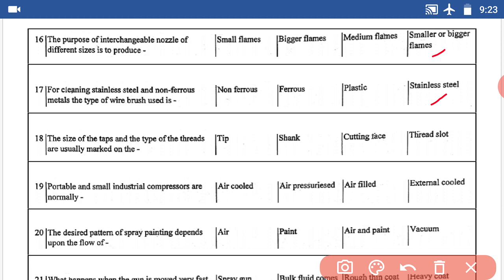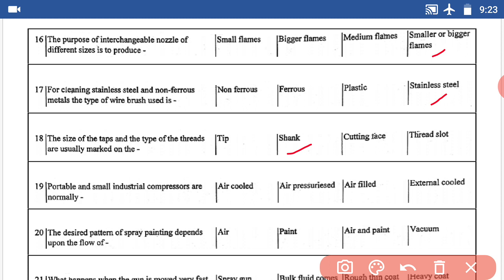Question number 18. The size of the tap and the type of the thread are usually marked on the dash. This question's answer is option B, the correct answer: shank. Option B is the correct answer.